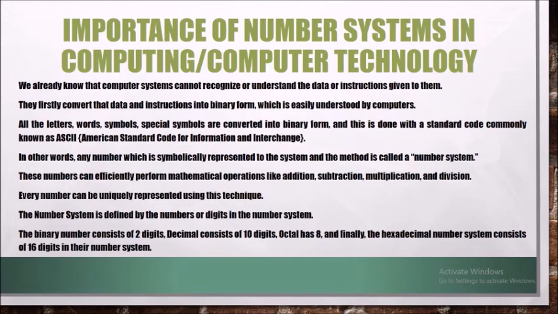We already know that computer systems cannot recognize or understand the data or instructions given to them, di ba? They firstly convert that data and instructions into binary form, which is easily understood by computers. Dili gali na mahimong binary, di gyud kasabot sa computer ang sa taon. All the letters, words, symbols, special symbols are converted into binary form, and this is done with the standard code commonly known as ASCII. That stands for American Standard Code for Information Interchange.